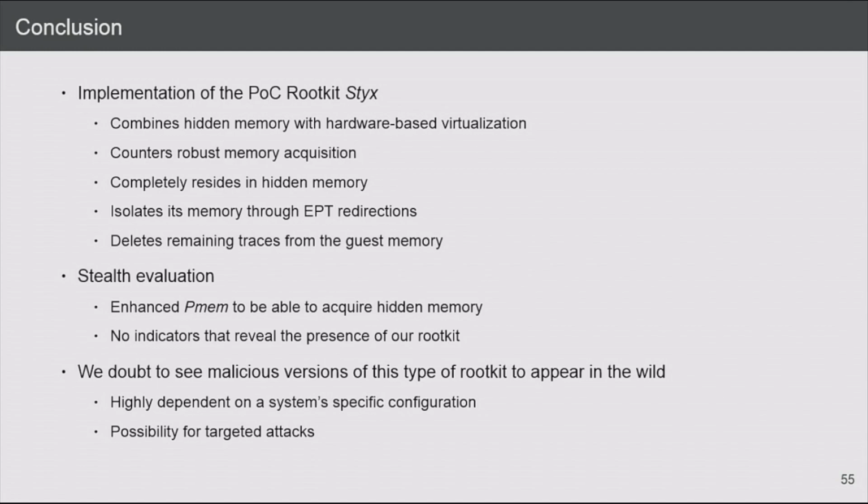So in conclusion, we implemented a proof of concept rootkit called Styx, which combines hidden memory with hardware-based virtualization features and is able to counter even robust memory acquisition from tools that run within the target system. Thereby it completely resides in hidden memory, isolates its footprint via EPT, and deletes all of its remaining traces through a second kernel module. We then evaluated our system with an enhanced version of the pmem dumper, and of course no indicators were found to reveal the presence of our rootkit.